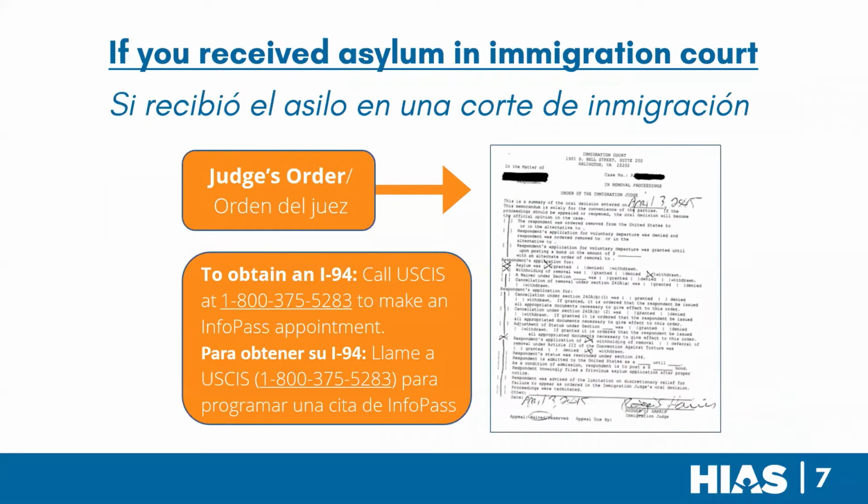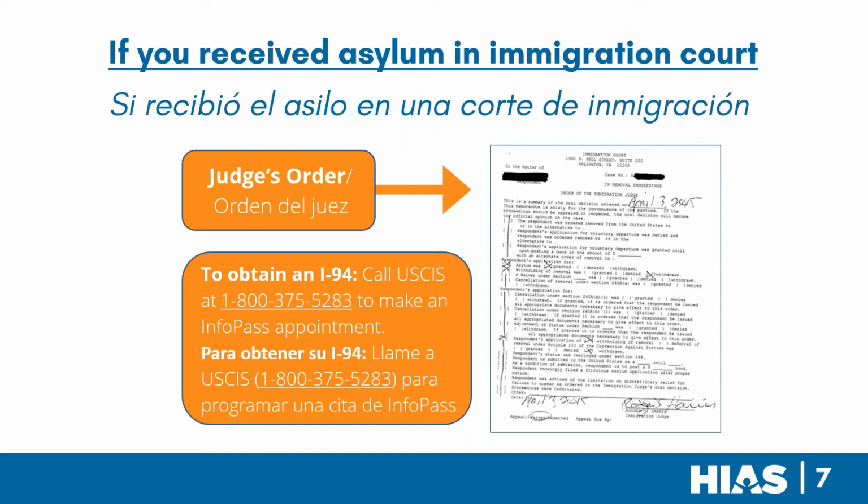However, if you received asylum through an immigration court, this is going to look a little bit different. You should have received an order of the immigration judge, which is your proof of asylum document, but you likely did not receive a Form I-94 card. So in order to receive your I-94, you will need to contact USCIS at the number on your screen in order to schedule an InfoPass appointment at your local USCIS field office in order to obtain that card. And having your I-94 is very important to have as an additional proof of asylum document.